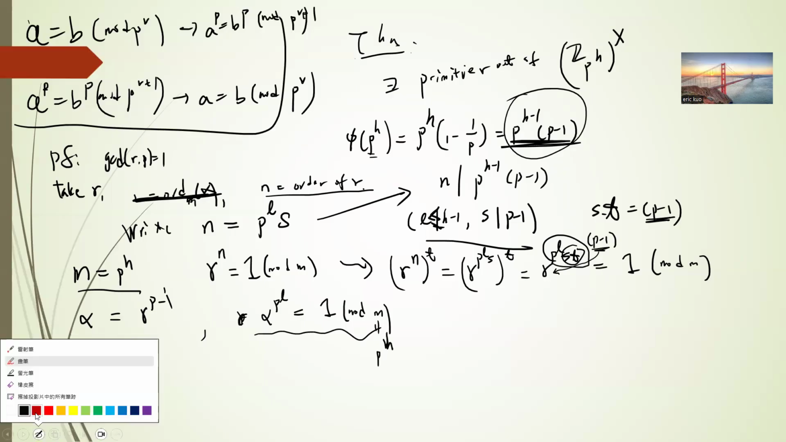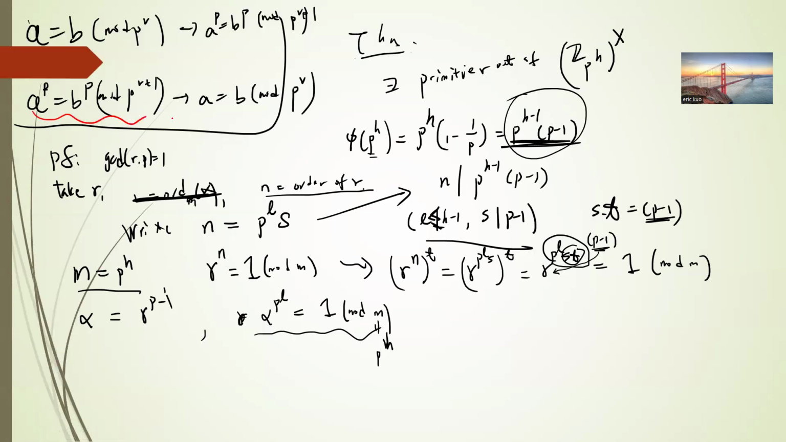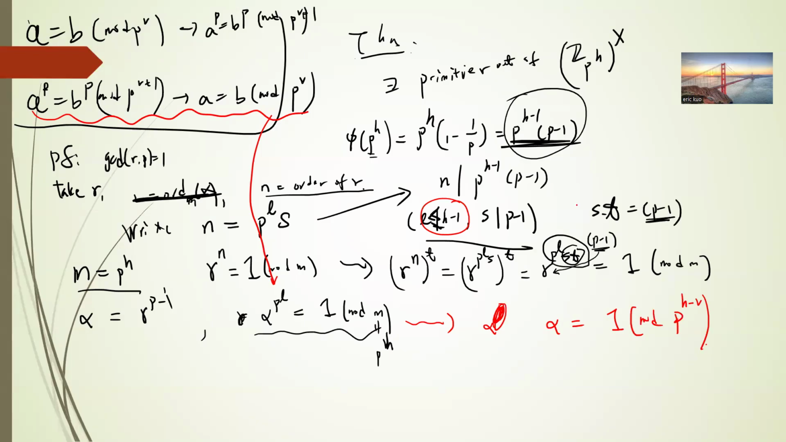Okay, so now here comes the powerful part. We can use this lemma to split this p^l and this p^h. We can apply the lemma, and I know that l is less than or equal to h minus 1. So I can keep using the lemma, and finally I get alpha equals 1 mod p^(h-l).